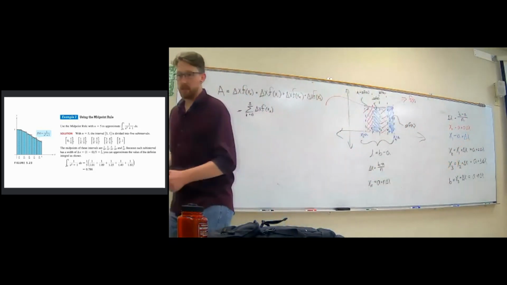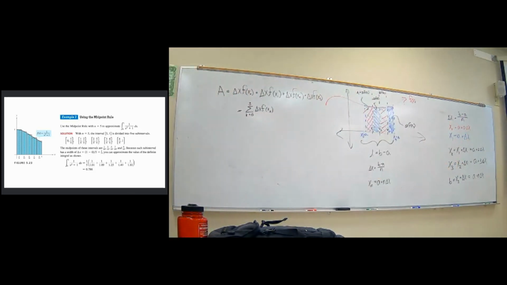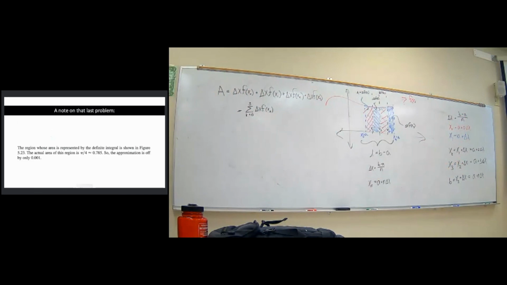Now in this case, we get that the answer comes out to be approximately 0.786. The answer is actually 0.785. So with 5 rectangles, you're up to 2 decimal precision. That's good. That is really good actually for that little bit of work. You're only off by 0.001. That's insane.